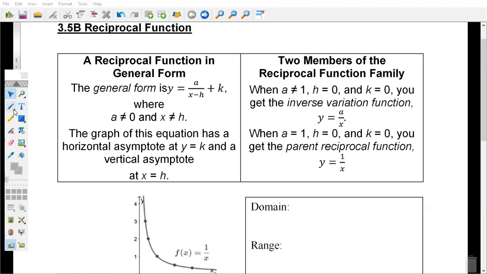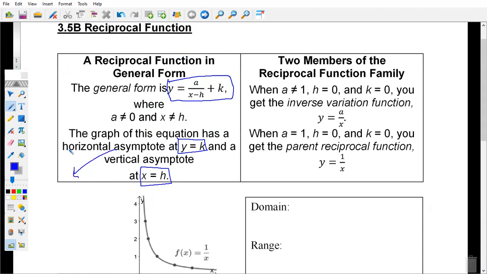All right, so we're on 3.5b, reciprocal function, okay? The reciprocal function in general form is y equals a divided by x minus h plus k. That's the general form of it, okay? Where a cannot equal 0, and x and h cannot equal each other. The graph of this equation has what's called a horizontal asymptote at y equals k and a vertical asymptote at x equals h. Okay, asymptotes.